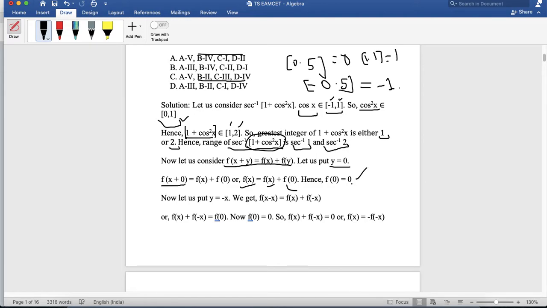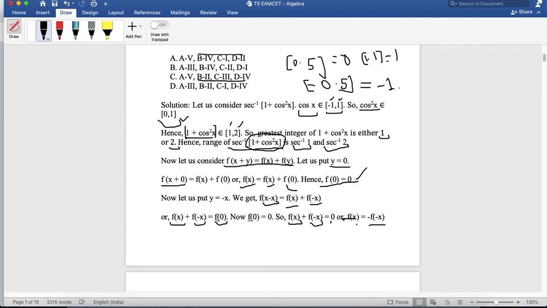So your f of 0 is 0. Now again put y equal to minus x. What will you get this time? f of x, instead of y I have minus x. So f of x minus x is equal to f of x plus f of minus x. Now x minus x is 0, so what you will have over here is f of x plus f of minus x equals f of 0. We have already seen that f of 0 is 0, so I put 0 over here. So I will have f of x plus f of minus x is 0, or f of x equals minus f of minus x.